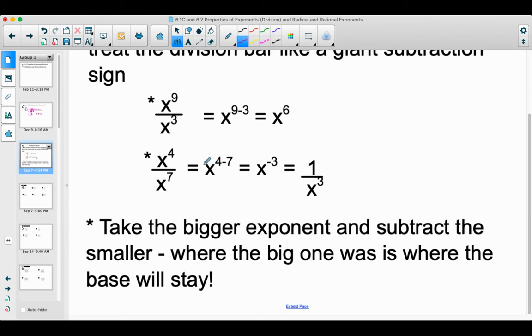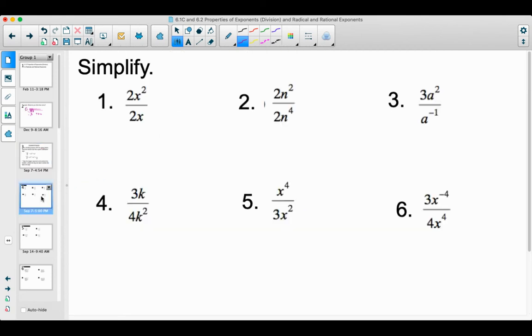When I take, for example, 7 minus 4, for most of you, that might be easier than saying 4 minus 7. So do 7 minus 4, and that gives you 3, but then you're always wanting to place it where the big one was. So since the 7 was on the bottom, that's why that x to the third is on the bottom here. So you're always putting it where the bigger one is. Let's take a look at a few examples.